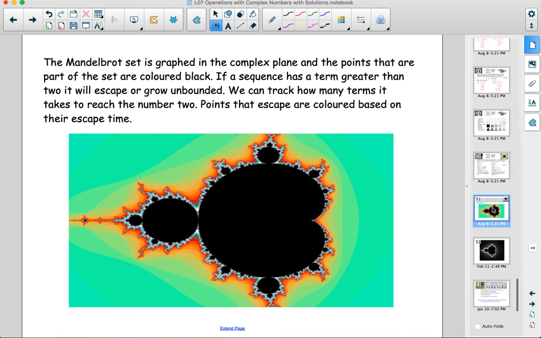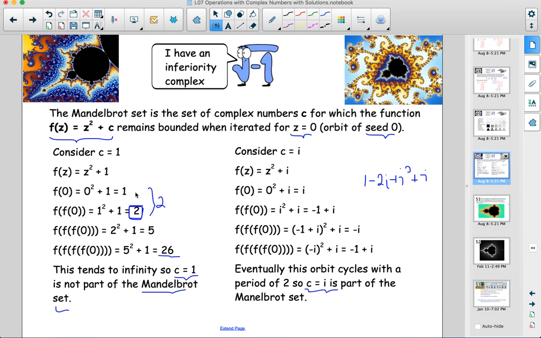Now I'm going to jump forward and show you the Mandelbrot set. Anything that's shaded in black is part of the Mandelbrot set. Anything else in a different color isn't part of the Mandelbrot set. It ends up being graphed on the complex plane. Again, as I mentioned, the points colored black are part of the set. If a sequence has a term greater than 2, it will escape and grow unbounded. That's why this escaped and grew unbounded.